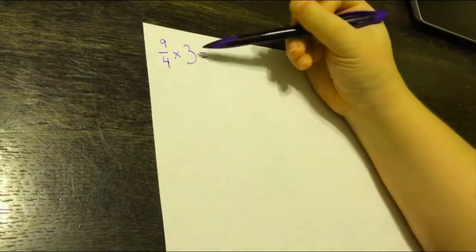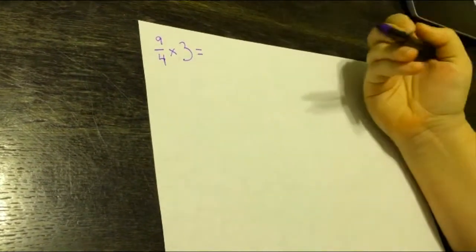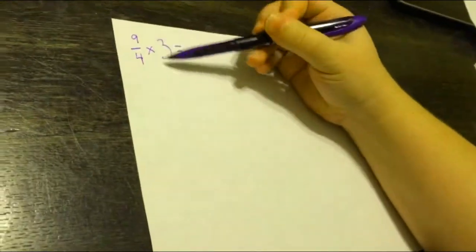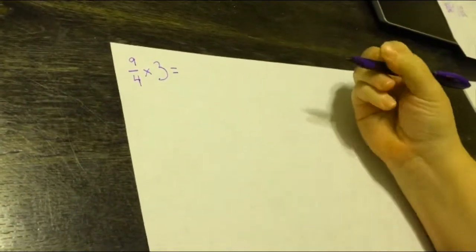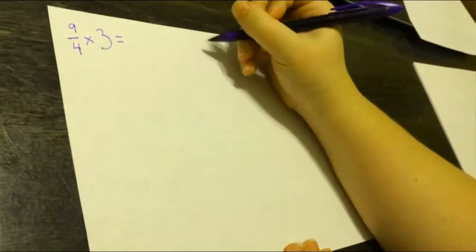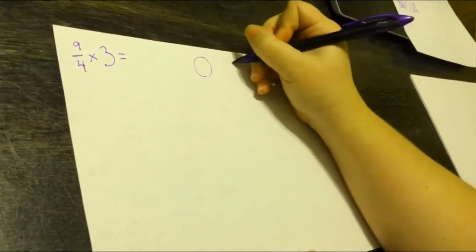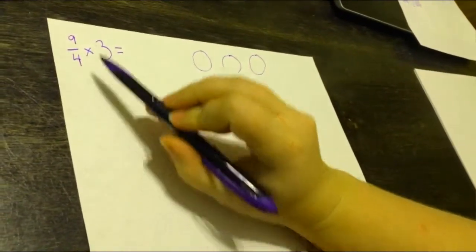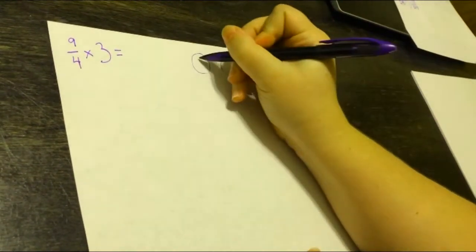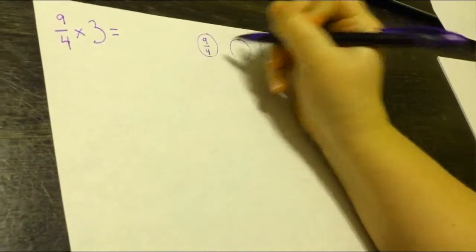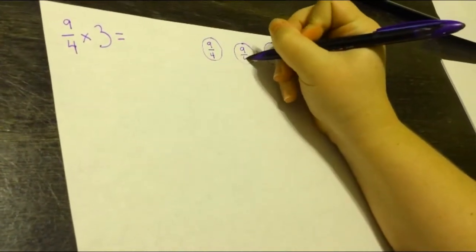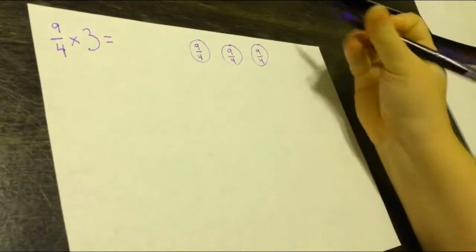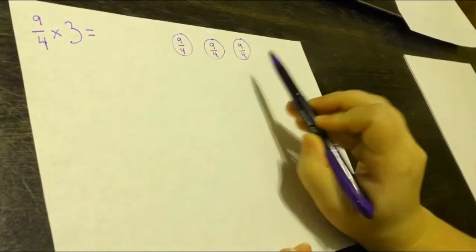Again, when I'm talking about multiplication, it is talking about groups of. How many groups of? I have 3 whole groups because that's my whole number. I'm going to represent groups with circles. I have 1, 2, 3 circles. I go back to my problem. I have 9/4 in each of my groups. 9/4, 9/4, 9/4.